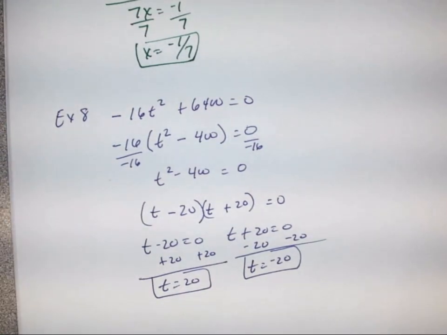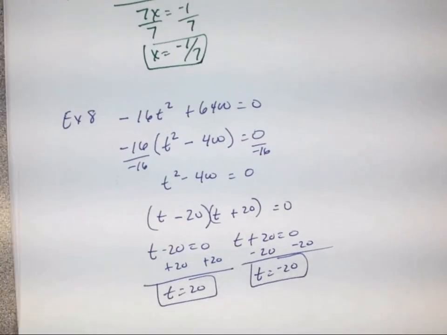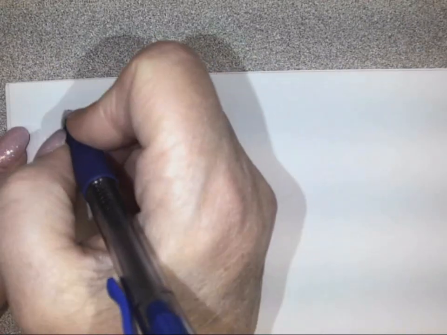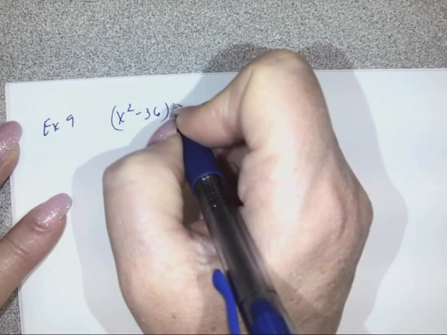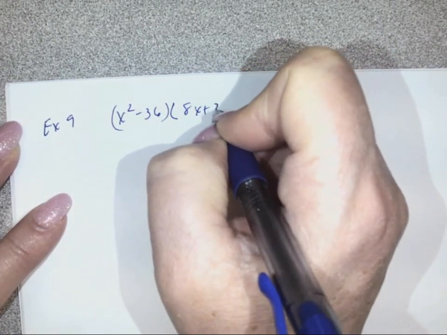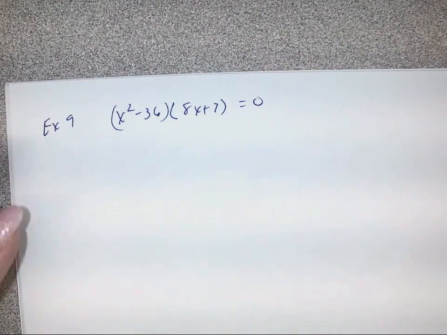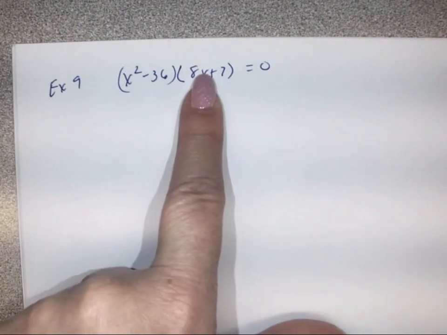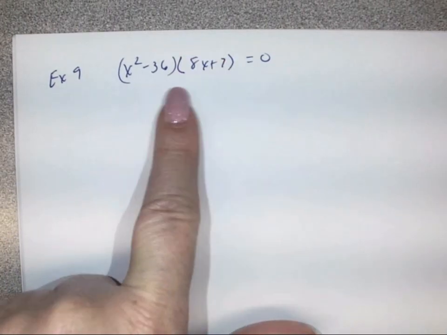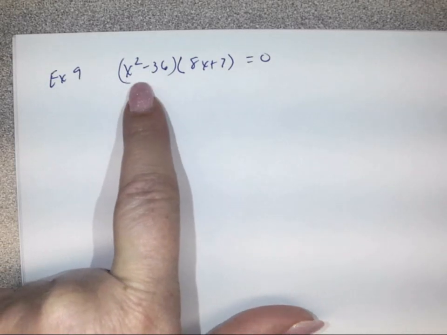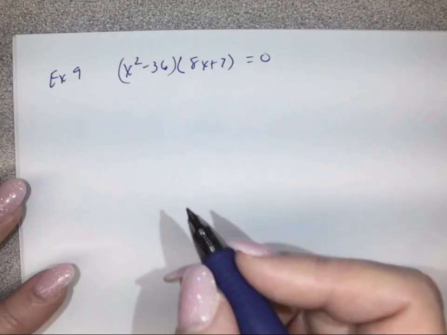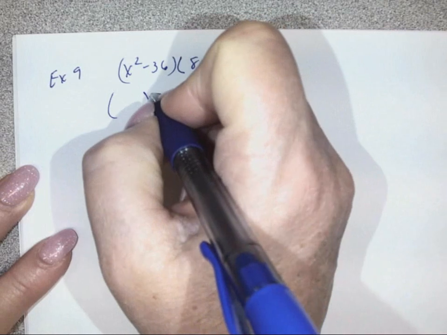All right, let's look at another example. So if we had x squared minus 36 times 8x plus 7 is equal to 0. Well, this one is good. This is already factored, but this one is not. x squared minus 36, that's the difference of squares. So this part we're going to factor.